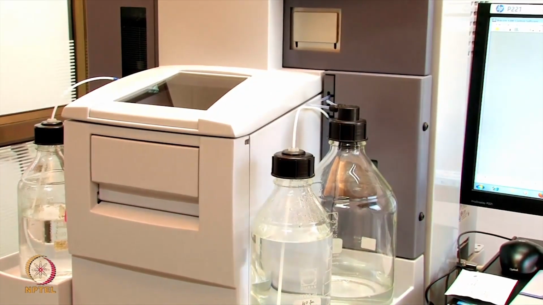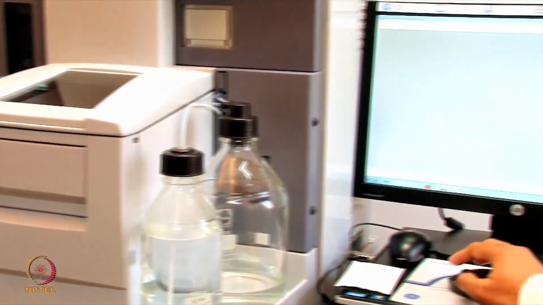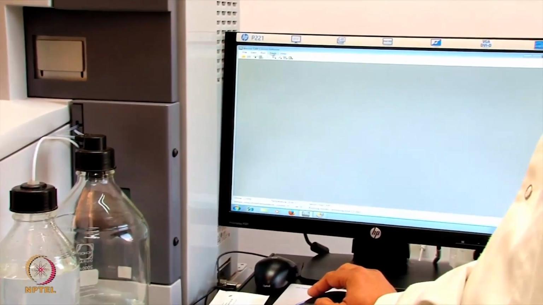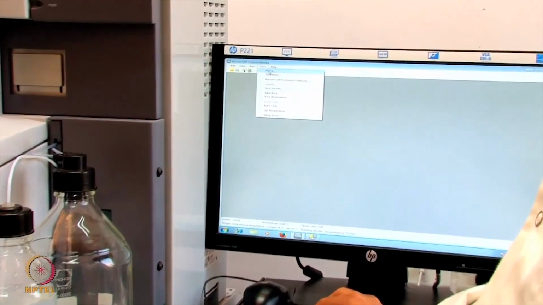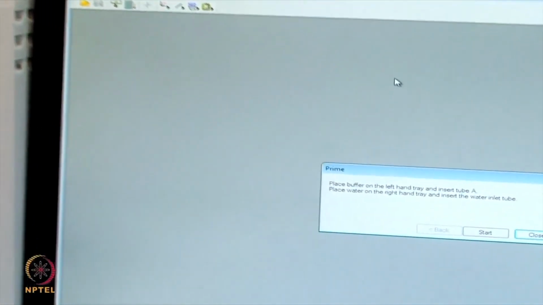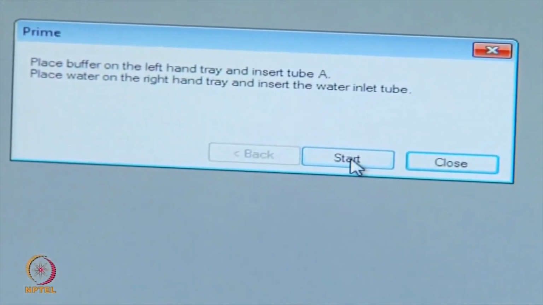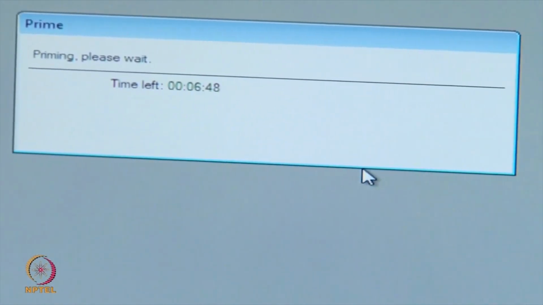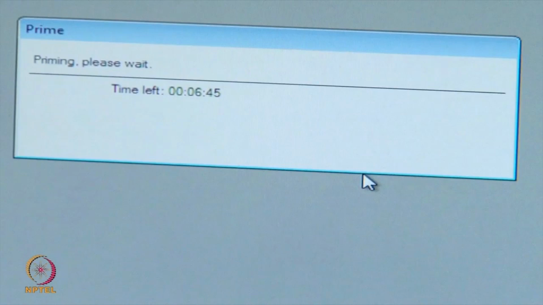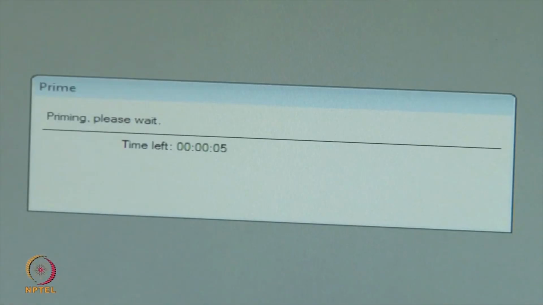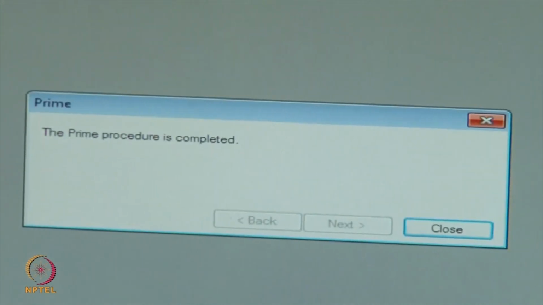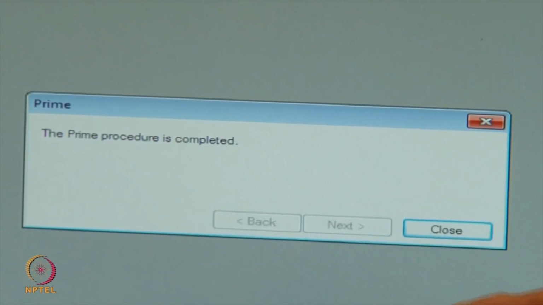Now that the chip is docked, we will prime the system. Priming, we have connected the buffer, so we'll just say start. And it takes 6 minutes for the system to prime. Now the prime procedure is complete.